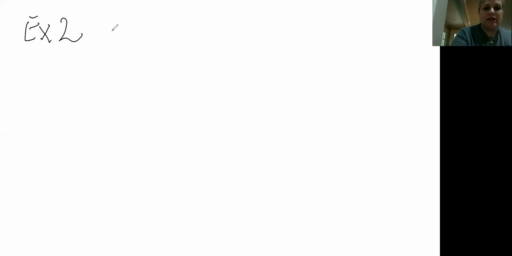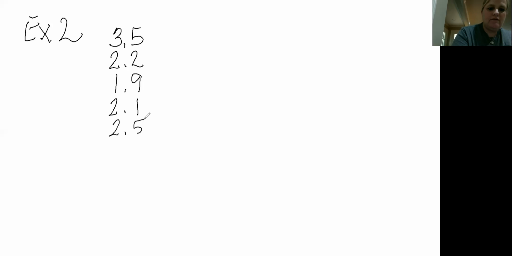So November for city 1, it's 3.5, and then 2.2 for December. January was 1.9, February 2.1, March 2.5, and April 3.4. So we're going to add all these. Now this one, I didn't do the running total where I added 2, got the answer and added another. I'm doing it in an alternate way here for you.